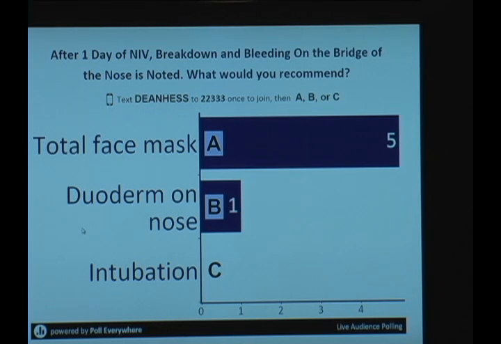You don't have to say who. Okay. So if you chose total face mask, why did you choose that rather than Duoderm on the nose? Too late. Yeah, it's already bleeding. I think it's too late. So already the skin's broke down, it's bleeding, and we put Duoderm over that wound and then just strap the mask back on again. It's probably not going to feel too good. So at this point, I think we're beyond the point of Duoderm. So the Duoderm probably should have been 18 hours sooner when we're noticing that there's redness on the nose and so forth.